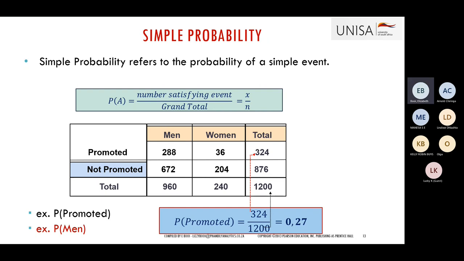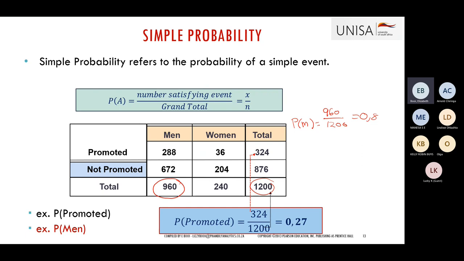Okay, so the probability of men will be given by the number satisfying men, how many? 960. 960 divided by the grand total, which is 1,200, right? And that is equal to 0.8. That is easy, right? And that's how you will calculate. You can calculate also the probability of not promoted, the probability of women, and so forth.